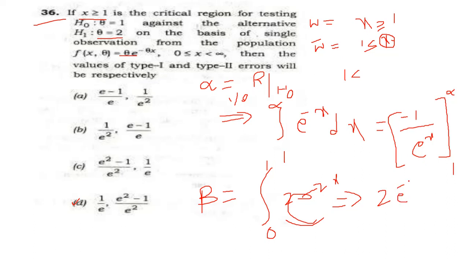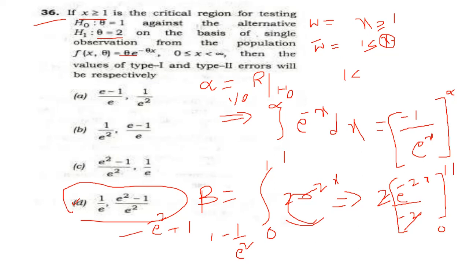E power minus 2x divided by minus 2, with limits from 0 to 1. Here the 2 will cancel out. Finally, what do you get? Minus e power minus 2, and when you substitute 0, minus minus becomes plus, you get 1. So finally you get 1 minus 1 by e square. When you take the LCM, this will be the correct answer. So option D is the correct answer for this question.